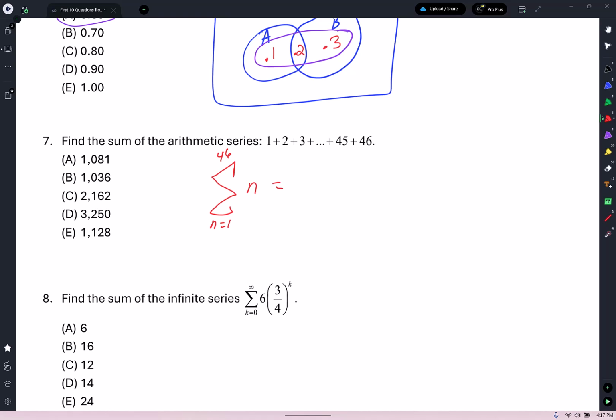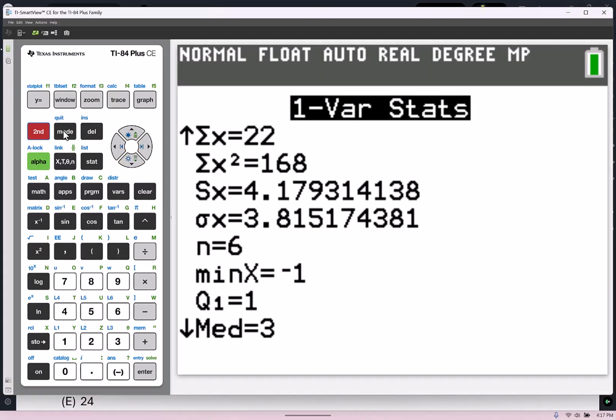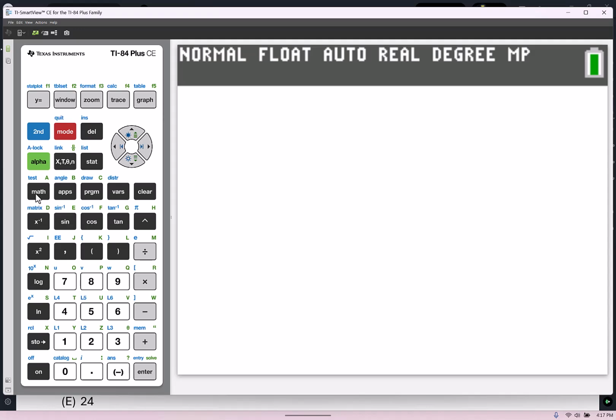So what does that mean? Well, look, if I start at 1, and I just keep going up all the way until I reach what number? 46. See, and this will add it for me. But how do I use it? Like this. Instead of n, we're going to use the letter x. So on your calculator, I'm going to go second quit. Push the math button.